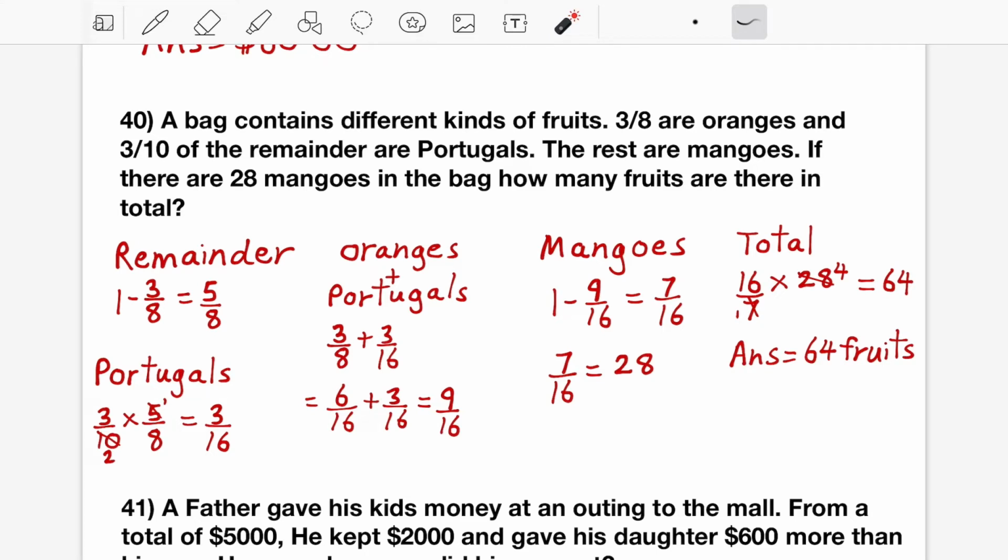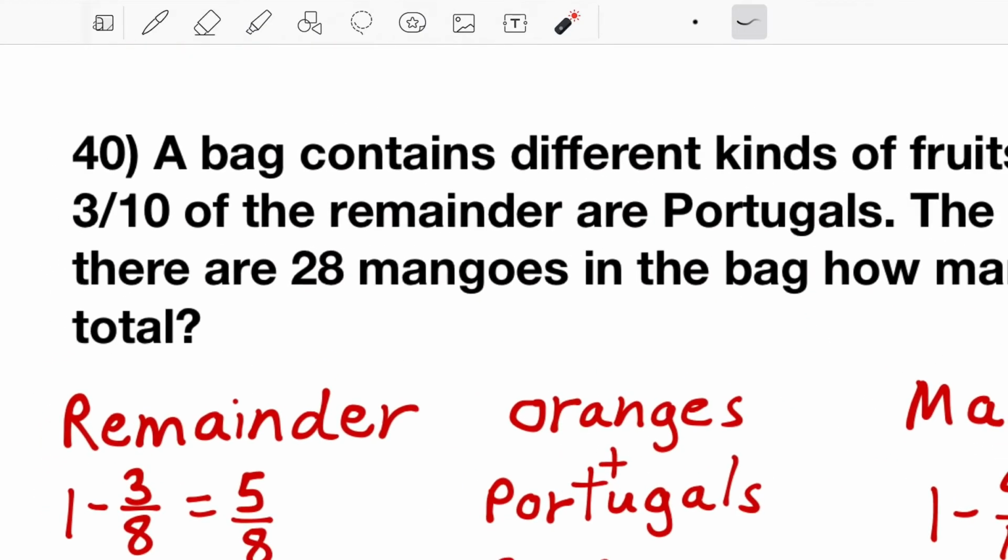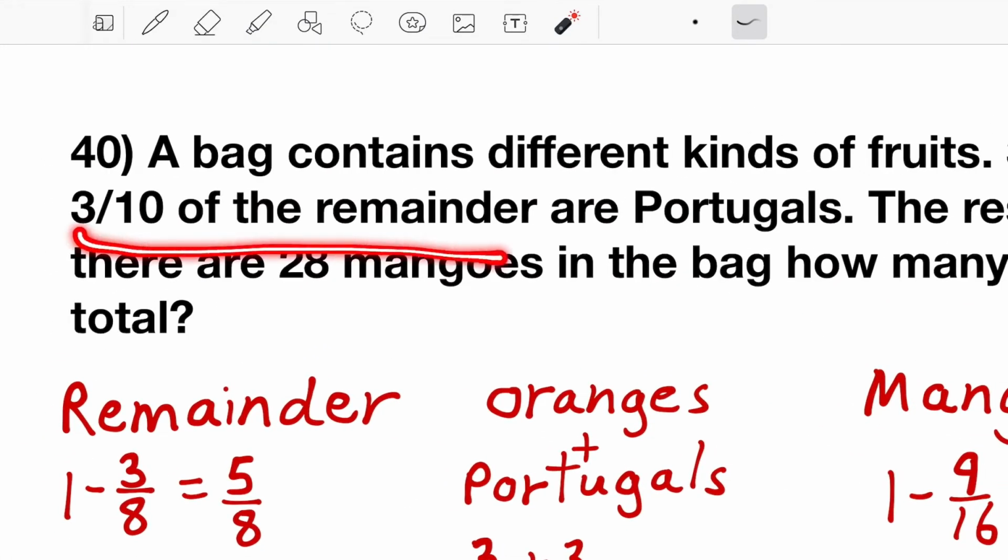So we will begin by working with fractions until we determine what fraction is mangoes, because they give us the amount for mangoes. If we are not given the total but an amount, we work out the fraction that will match that amount, and then we can get a total and any other fraction from there. So let's begin. 3/8 are oranges and 3/10 of the remainder are Portugals. In order to find a fraction of the remainder, we must first find the remainder.